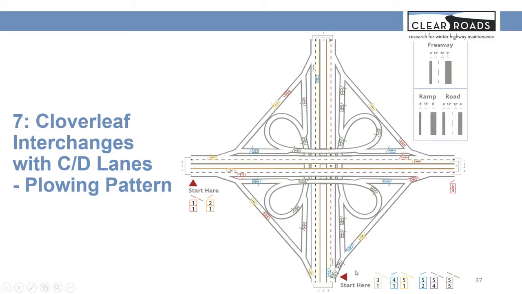So it clears the minor road. And track number 5 will take care of all the ramp, loop, and city lanes. So track number 5 starts pass number 1 from here. It clears, using the front and right wing plow, all the outside ramp.